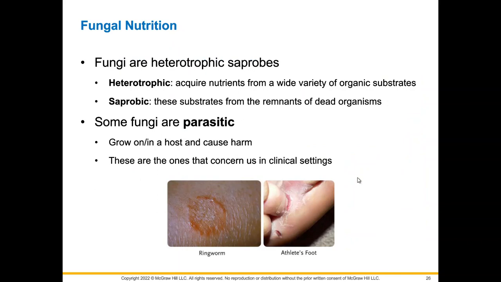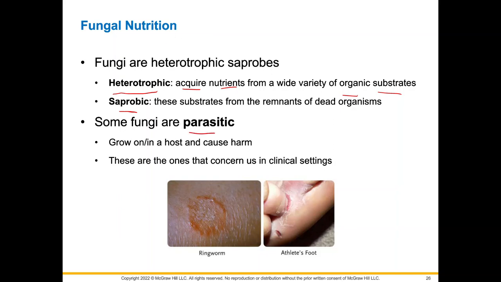Now, how do fungi get nutrition? They are heterotrophic saprobes. Heterotrophic means they acquire nutrients from a wide variety of organic substances. We're also heterotrophic; we consume food. These, however, are saprobic, which means they get these nutrients from dead organisms or the remnants of them by basically absorbing them.